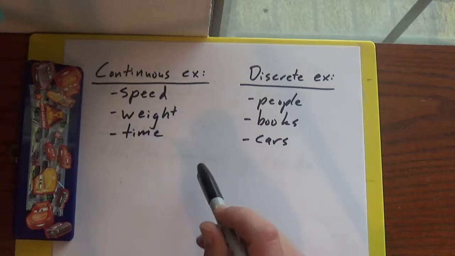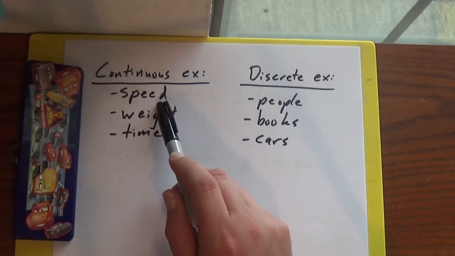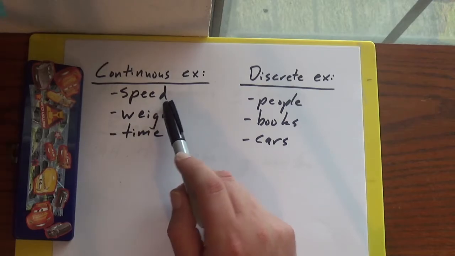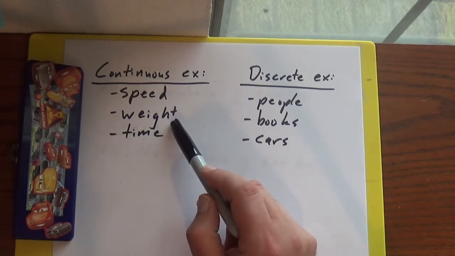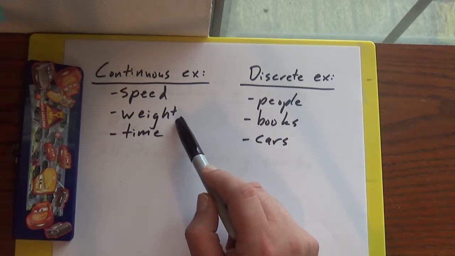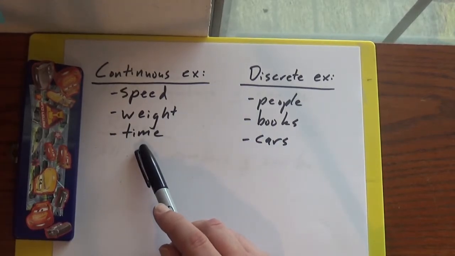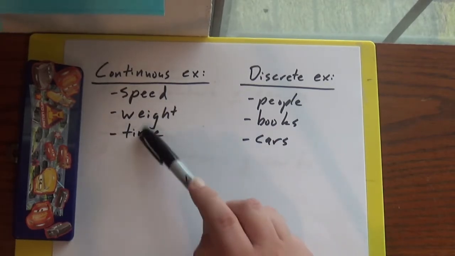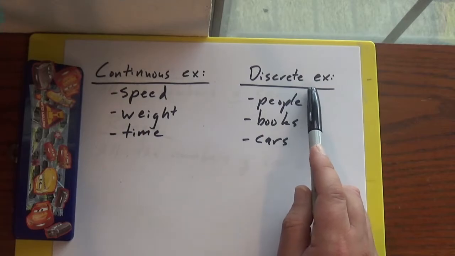So examples of continuous would be speed, because you can go 12.23 miles an hour. Weight, you can be 156.5789 pounds. Time, we've got seconds and milliseconds and whatever. So decimals are okay, it means it's continuous. Examples of discrete.